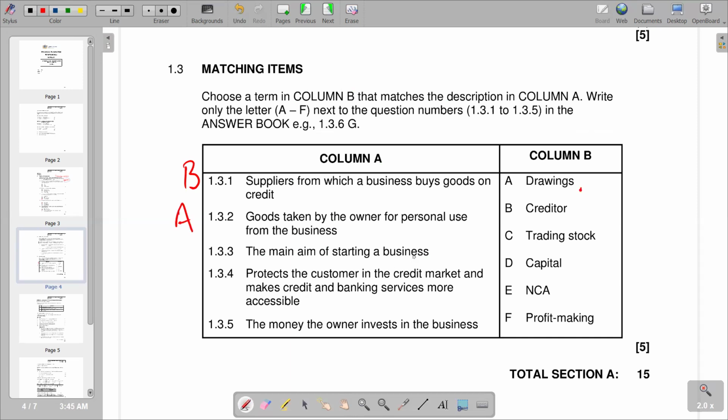The main aim of starting a business. Remember, the essence behind starting a business is to make a profit. We expect returns in the future to come. So this is profit making. We have profit making there at F. So we've got F here.